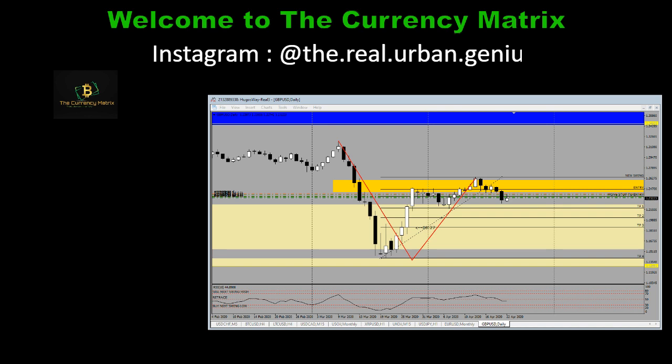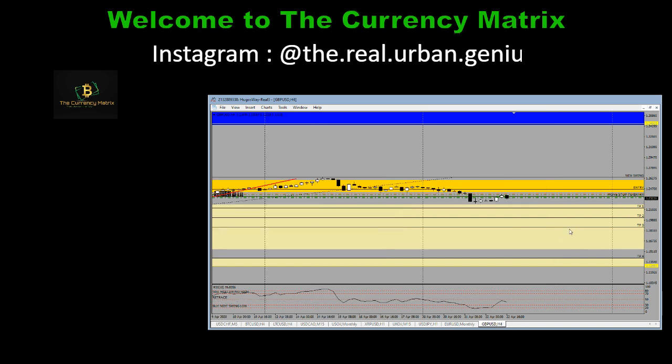All right, so next, this is the daily again now. Just a reminder, this is still the daily chart. So now let's go into the 4 hour.